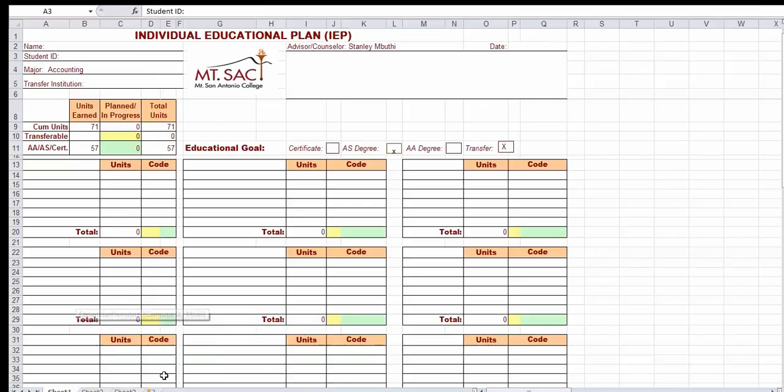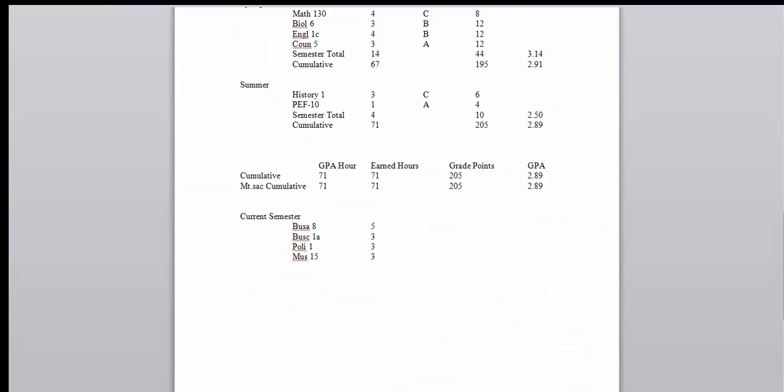So I'm going to go back to my template, put here current semester. It can be spring. In your case, I would say be specific. Don't just put current semester. For me, I'm practicing here to show you how to use the template. Okay, so I'm taking BUSA 8, BUSA 1A, and I'm taking political science 1. I'm taking music 15. And to verify, look at my transcripts. I want to know how many units are applicable to each class. All of them are 3 except accounting, 5 units.